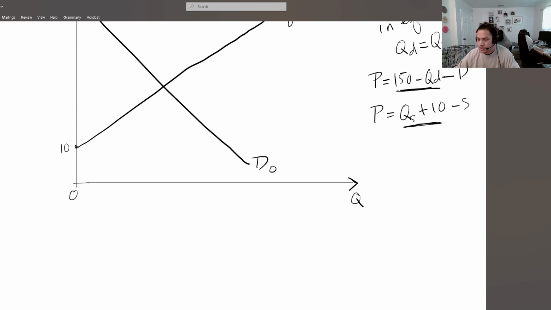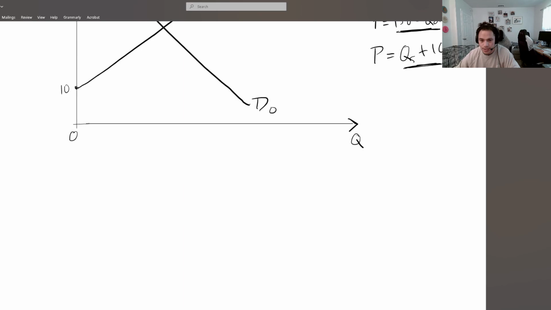So now let's just do that. It's just a little bit of algebra here. All we're going to do is set our two functions equal to one another. So I get my 150 minus Q, dropping the subscripts because we're working in equilibrium, is equal to Q plus 10. Just as a refresher, we're going to add Q to both sides, subtract our 10 from both sides, and then divide both sides by 2, and we're able to get our Q star.